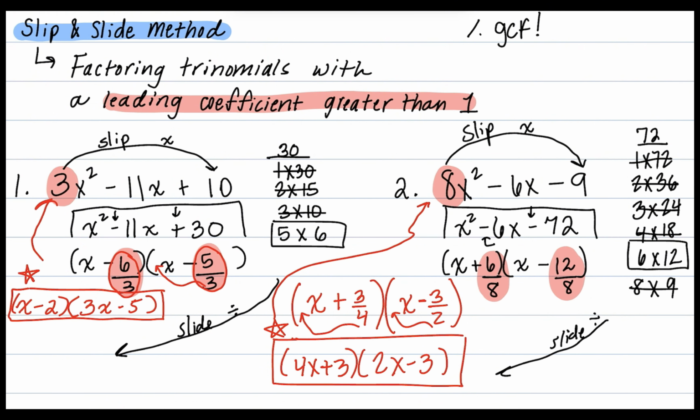So again, slip and slide is a very great method if you have a leading coefficient that's greater than 1 after you have checked for a GCF. It's a way that makes it a little bit easier by creating those basic trinomials, letting you slip the coefficient and then slide it back through, slide and divide to fully factor the trinomial.